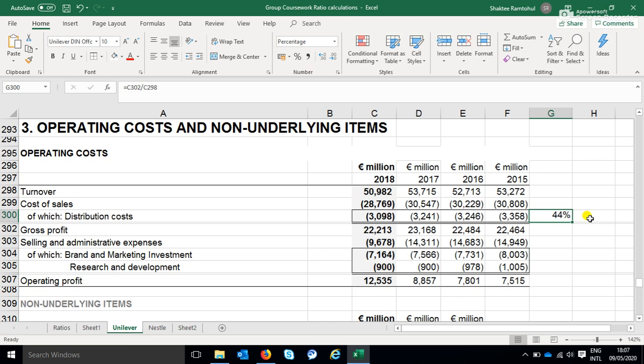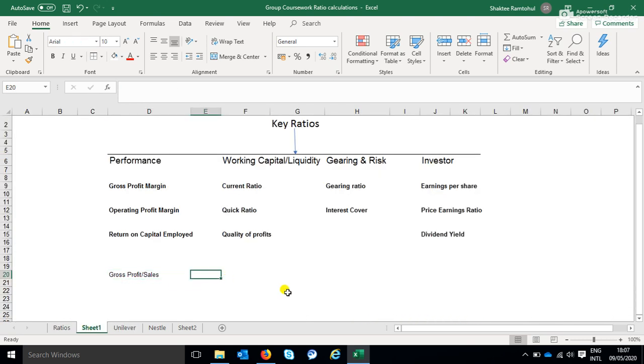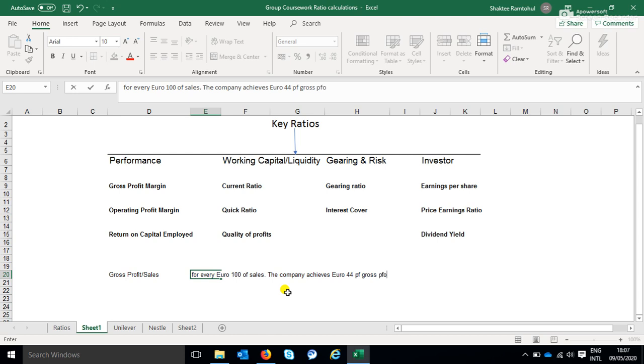How I look at it is this. For every 100 euros of sales, remember, we got 44%. So my interpretation is this: for every 100 euros of sales, the company, in our case Unilever, achieves 44 euros of gross profit.